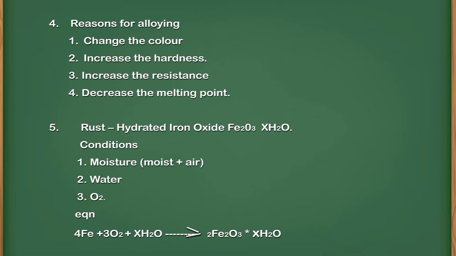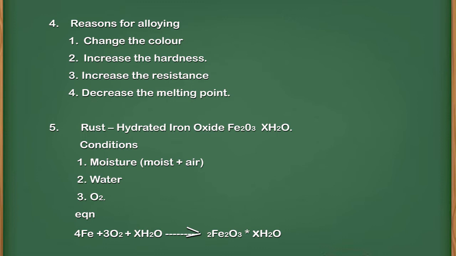Okay. The next question, this is a book question. What is rust? It is hydrated iron oxide. So the formula is Fe2O3 dot X molecules of water. What are the conditions? Moisture. Moist plus air. Moist means water, then again air, you write oxygen. These are the conditions: moisture, water and air. The equation I have given, okay, that equation also you have got.